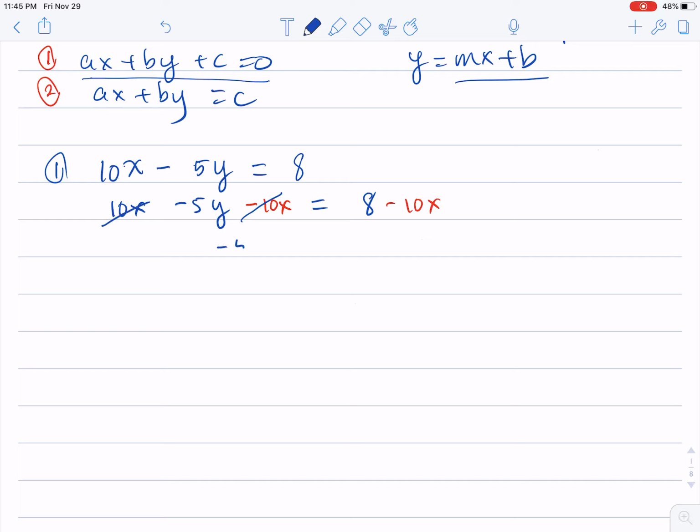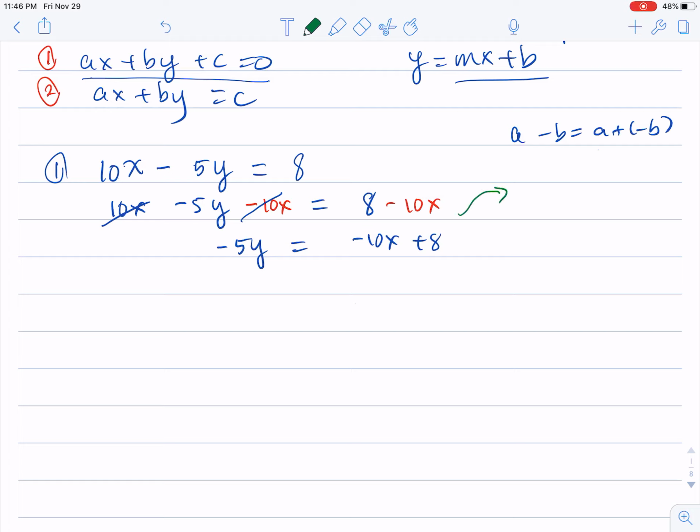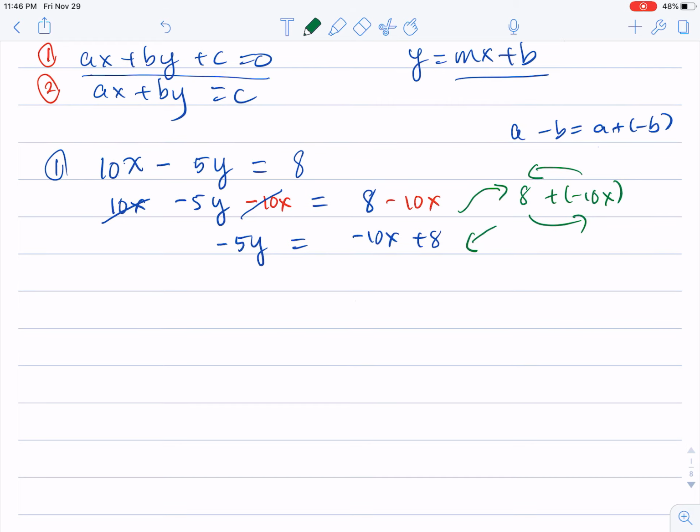So negative 5y na lang matitira equals 8 minus 10x, or pwede na natin siya isulat as negative 10x plus 8, no? So naalala nyo ba yung ating property na a minus b equals a plus negative b, no? Ito yun, no? So pwede natin isulat yung 8 minus 10x as 8 plus negative 10x. At since commutative yung addition, pwede natin siyang baliktarin, no? Magiging negative 10x plus 8, which is ito na yun, no? So wag tayo malito, no?